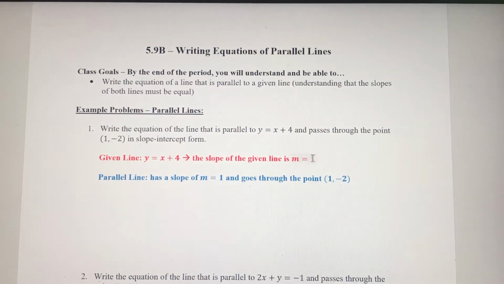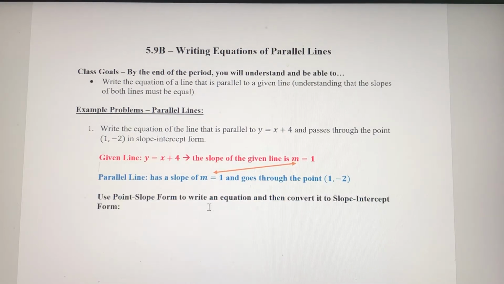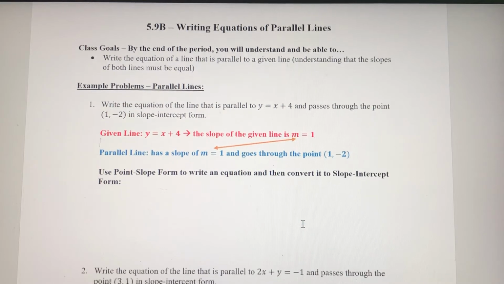So what we want to do is realize that these two slopes match up. If they don't match up, then we don't have parallel lines. We're going to use this slope and this point, and plug those into point-slope form so we can write an equation of a line. And then we'll convert it to slope-intercept form. Again, we've done all of these things individually. Now we're throwing it all together.